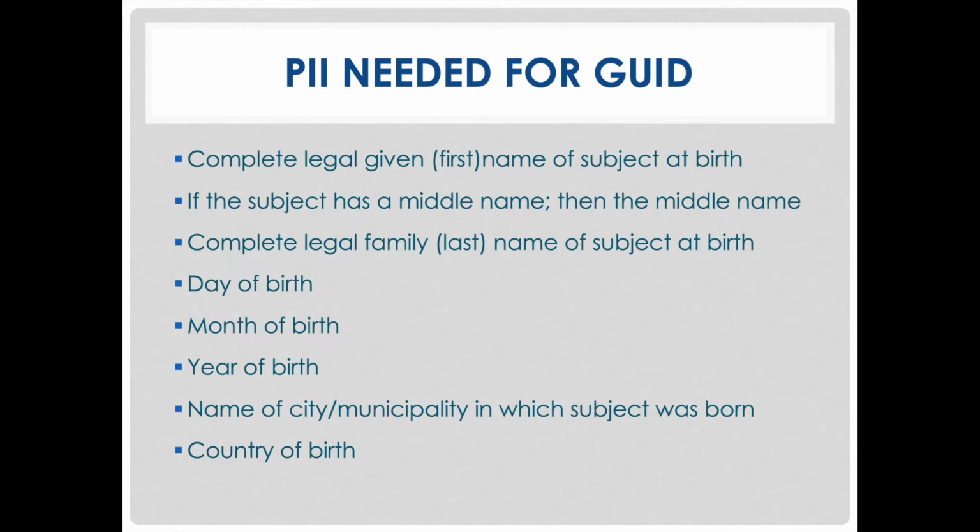The following PII is required to generate a GUID. Complete legal given first name of subject at birth. If the subject has a middle name, then their middle name. Complete legal family last name of subject at birth. Day of birth, month of birth, year of birth, name of city or municipality in which the subject was born, and the country of birth.